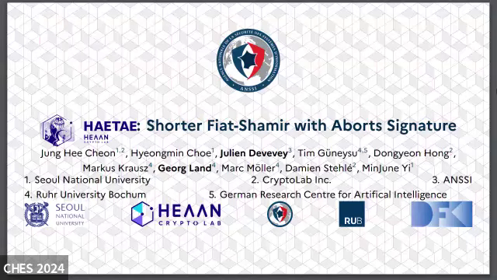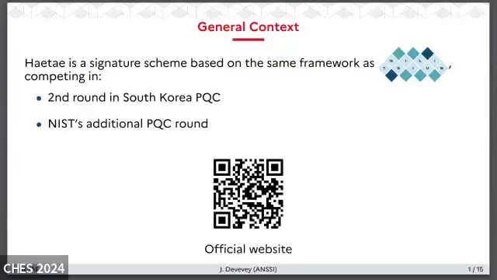All right, thank you for the introduction, and thank you for trying your best to pronounce all the names. That's very appreciated. So Hete is basically Dilithium's little cousin that we submitted to the South Korean post-quantum competition. It's one of the four signatures that advanced to the second round. And while we were at it, we also submitted it to NIST's additional PQC round, despite them not really wanting any more structured lattices for the signatures. You can find all submission packages, specifications, and more details on the website of the signature.